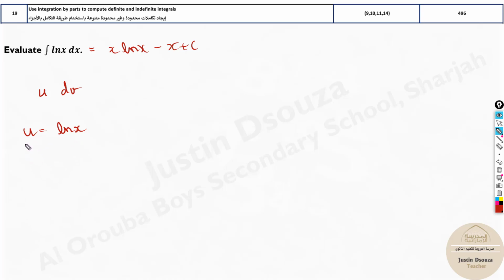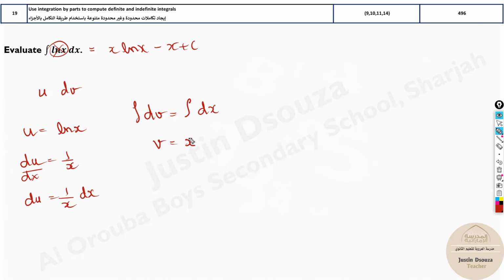Okay, and now what is du? It's 1 by x. That's it. Du by dx, sorry. And I want only du, so I will take the dx to the other side. It's going to be 1 by x dx. So this is the u part. Now what about dv? Now dv is going to be, see, this is taken already. What is remaining? Just dx. Basically it's 1. Both the sides it's 1 and 1. So let's integrate both the sides. You're going to get v equals x.